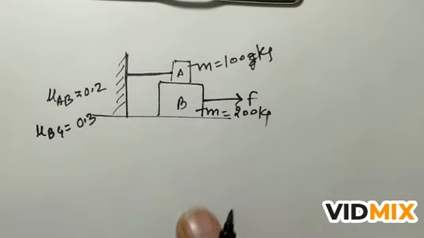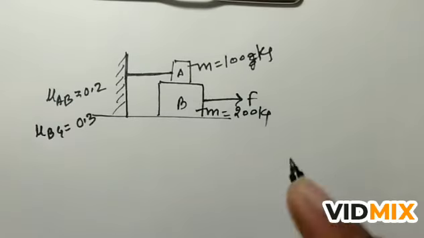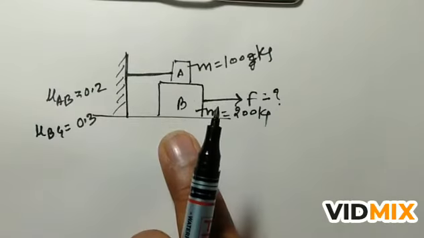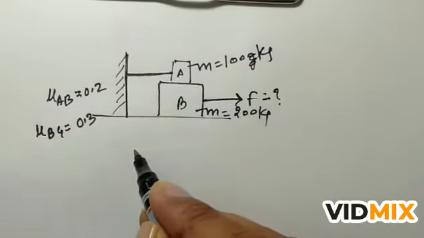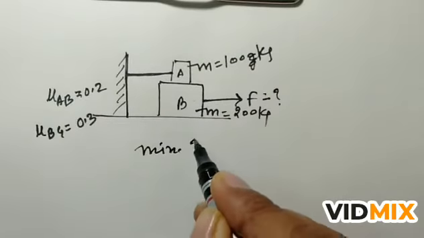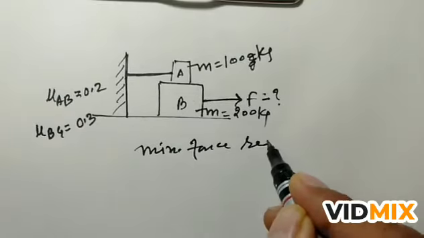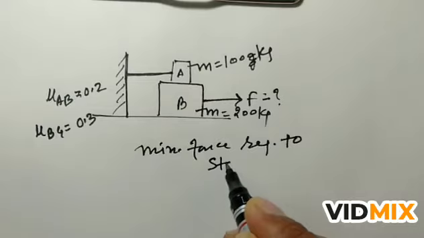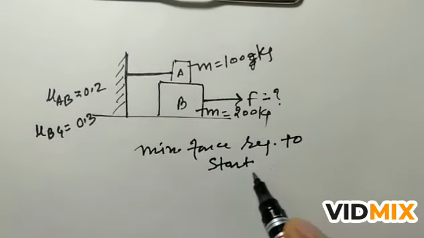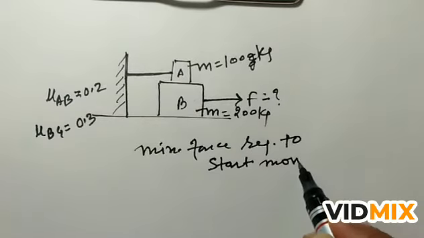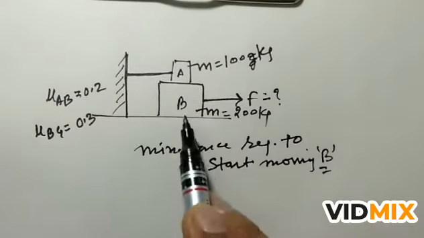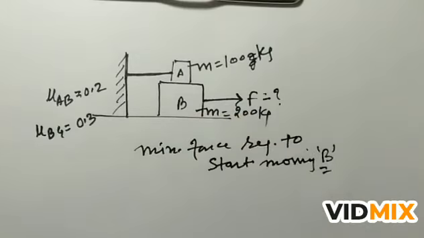Now the question is, what is the minimum required force to start the body? Which body? Body B. What is the minimum force required to start moving B? Now how can we find it?